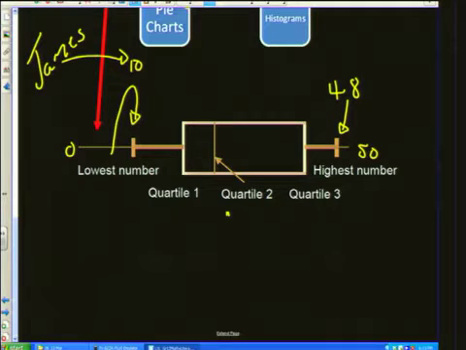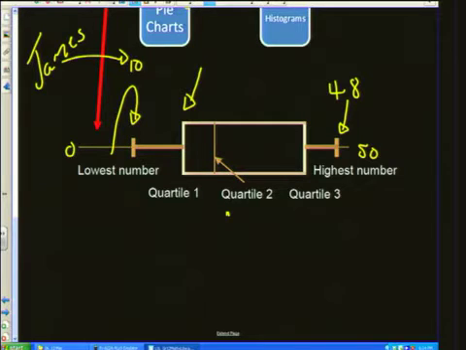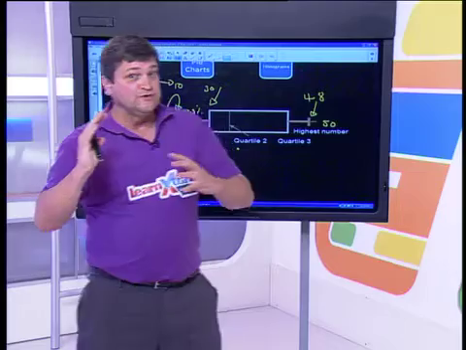Now, I draw the box. And in drawing the box, I start off by saying this line here represents quartile 1. In other words, James, what percentage of marks lie between my lowest number and my quartile 1? 25%. So 25% of students got between 10 and my lower quartile. And let's just say, for argument's sake, my lowest quartile is 30. So 25% of the class got between 10 and 30 marks out of 50.